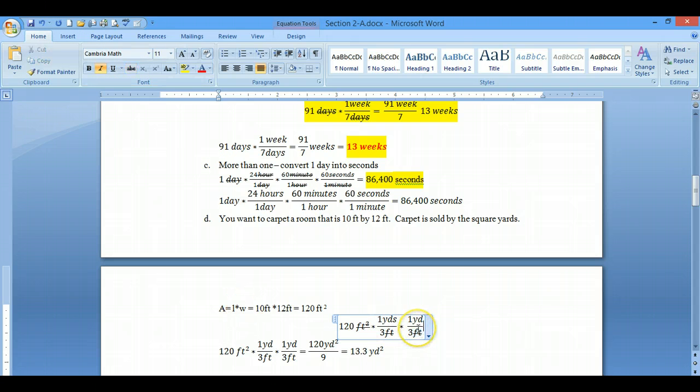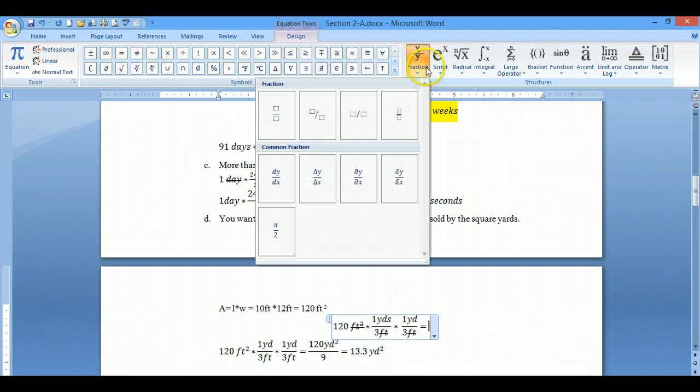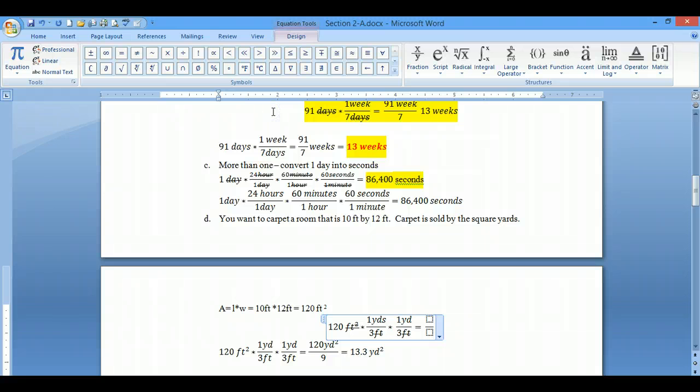So now that I can multiply, remember fractions, you multiply straight across. The top I have 120 times 1 yard times 1 yard, so I'm left with 120 yards. Come up here to make a superscript. Yards squared. And on the bottom, I have 1 underneath the feet squared if you want to think of it as being a fraction, or just 3 times 3, which is 9. Then I need to simplify by dividing 120 by 9, which gives me a fraction.